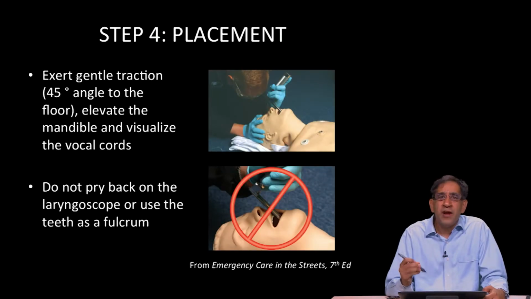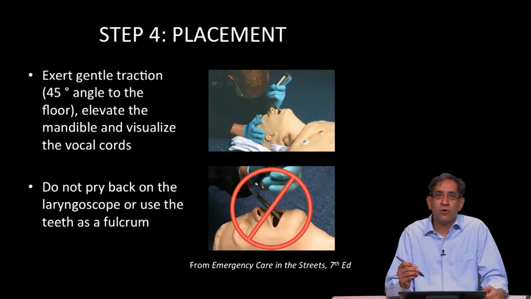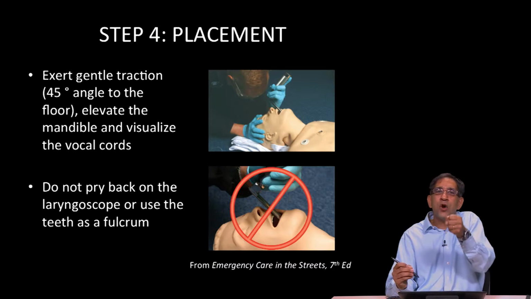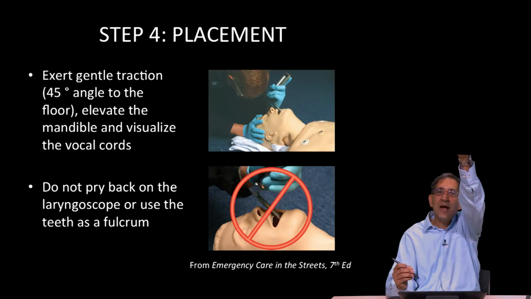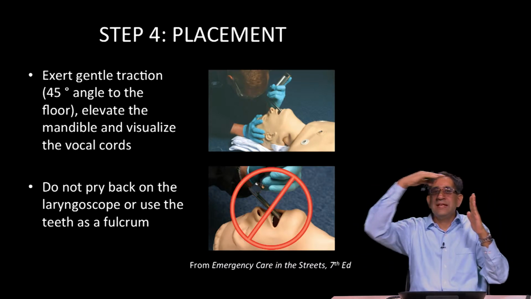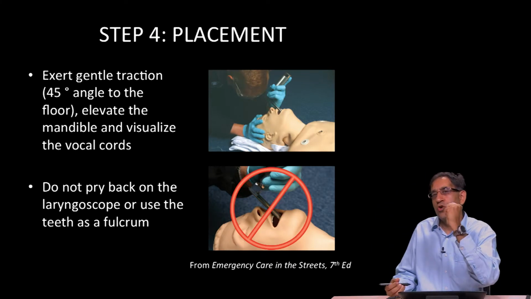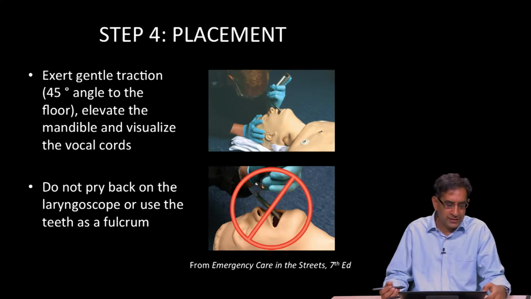Then, very carefully, you're going to exert gentle traction at about a 45-degree angle to the floor to elevate the mandible and see the vocal cords. And so it's almost like raising a toast. You're going to lift that wine glass up to where the ceiling meets the wall. Very important. What you're not going to do is crank back or rock your hands back.